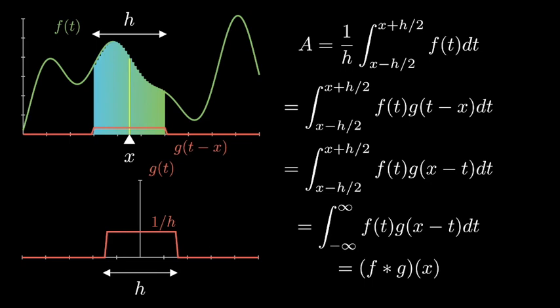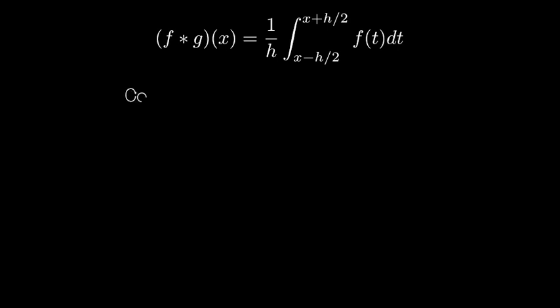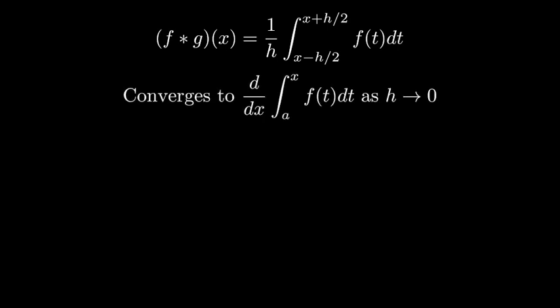Now the really cool thing is that when we let h go to 0, f convolved with g actually gets closer and closer to f, or in other words, converges to f. The reason for this, and I won't walk through all the details, but I encourage people who have taken calculus to do so, is that in the limit as h goes to 0, our original integral is actually equal to the derivative of the antiderivative of f.